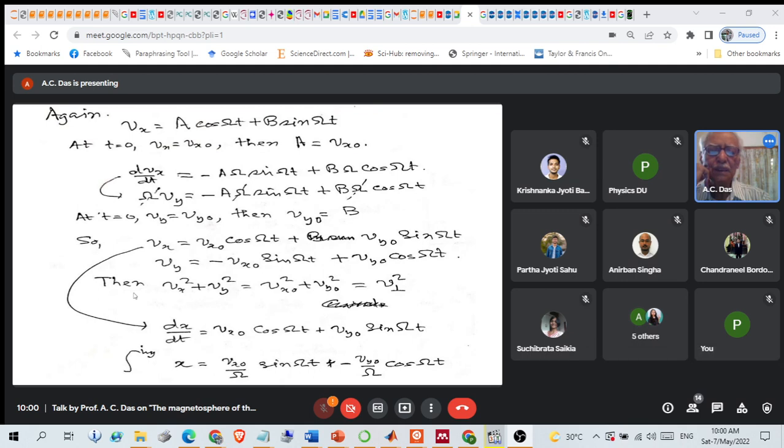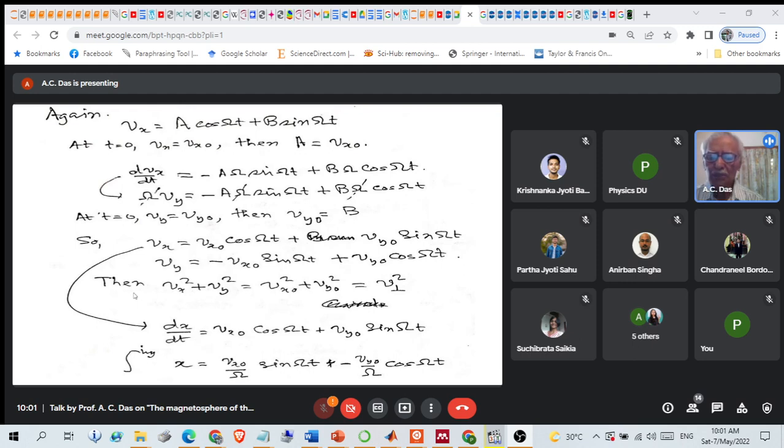Now dvx/dt you can just replace by q Vy from the first equation itself. Then you get this equation, and there you can find that at t equal to 0, Vy is Vy0, and Vy0 is B. So A and B are then determined. Then Vx is equal to that, Vy is equal to this. If you square and add them together, you get Vx squared plus Vy squared equal to V perpendicular squared.